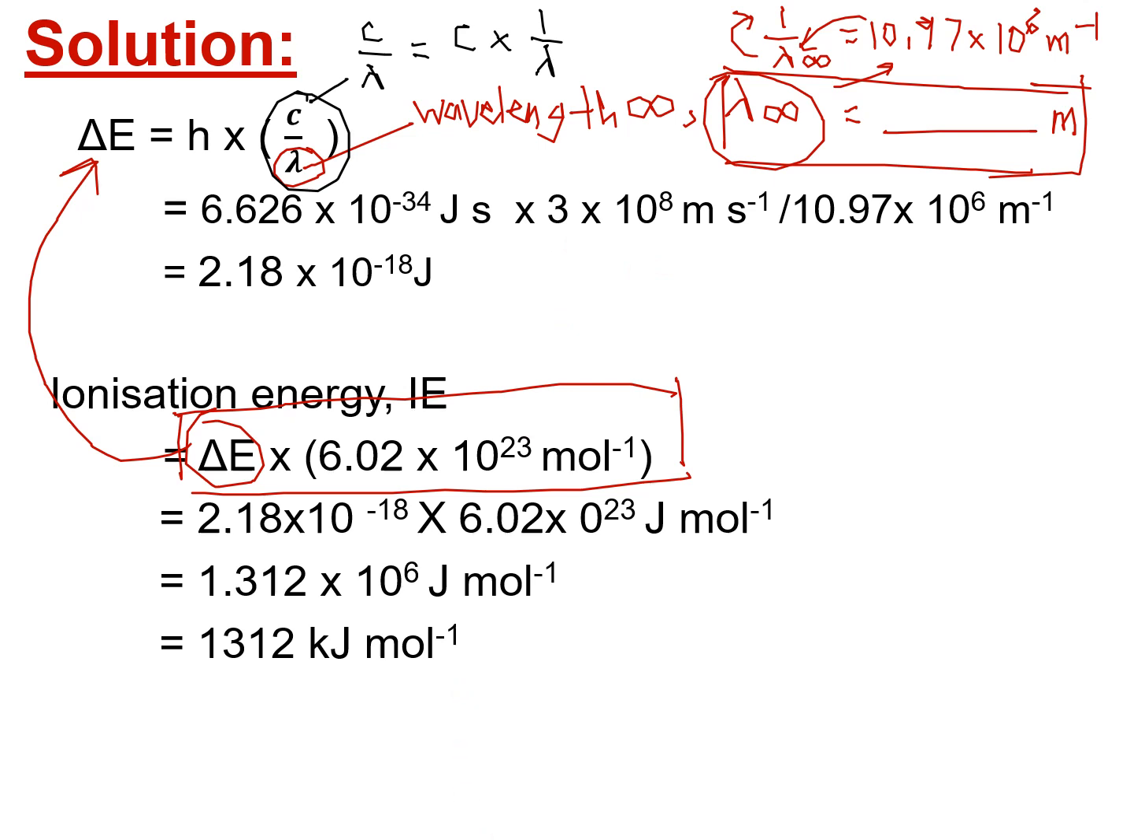the information available. So c is the speed of light, which is 3 times 10 to the power of 8 meter per second. For 1 over lambda, just plug in 10.97 times 10 to the power of 6 per meter, because c over lambda is c multiplied by 1 over lambda. So you don't need to convert it. So you will get delta E as 2.18 times 10 to the power of negative 18 joules.